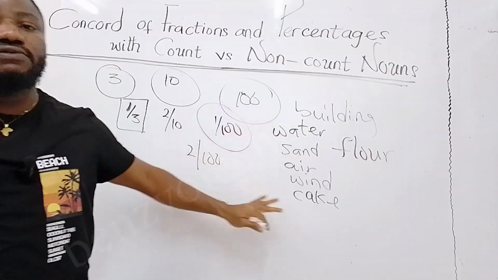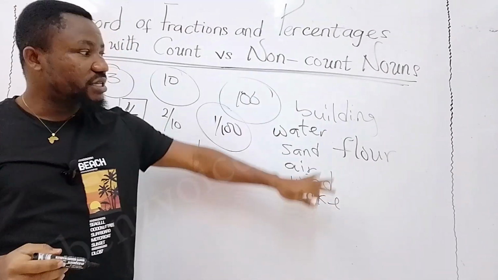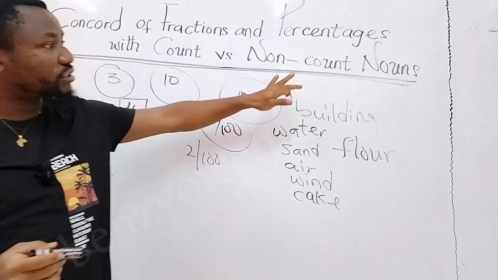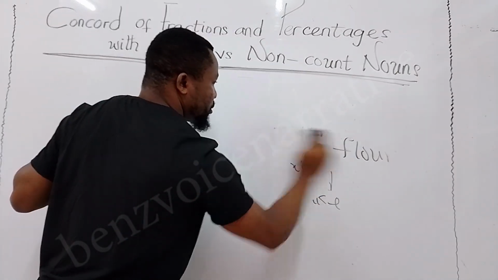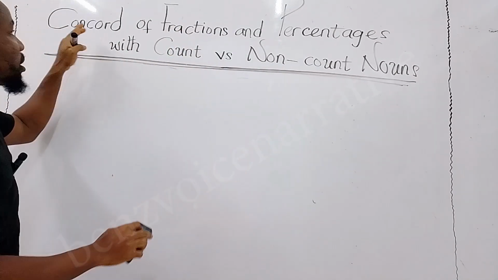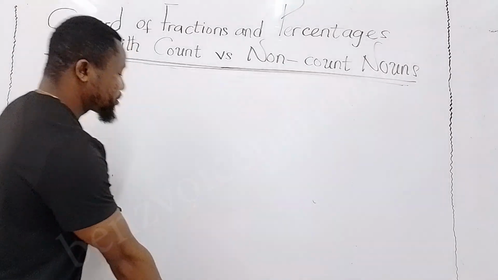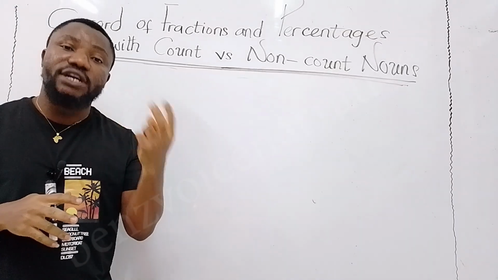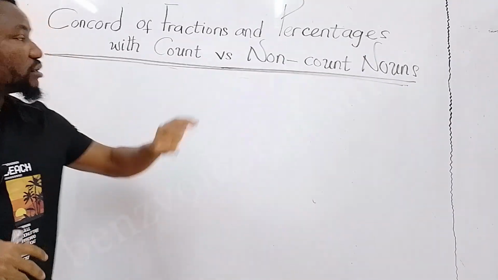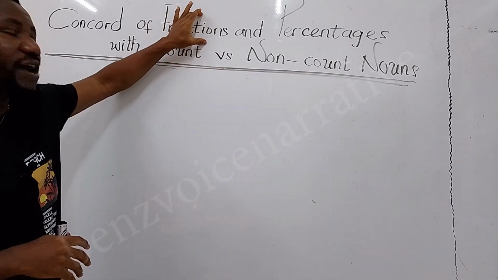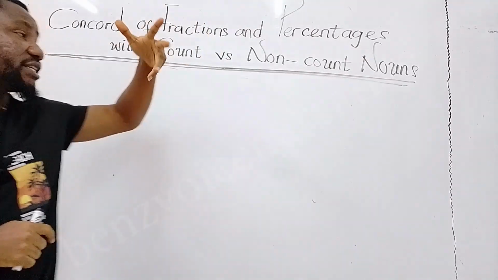So you can count these words, these items. These are just some examples of non-count nouns. So that said, let's go to the structure that realizes the concordative fractions and percentages. In the English language, you have just two structures that realize the concordative fractions and percentages, both having to do with the fraction and the percentage. So let's get to it.